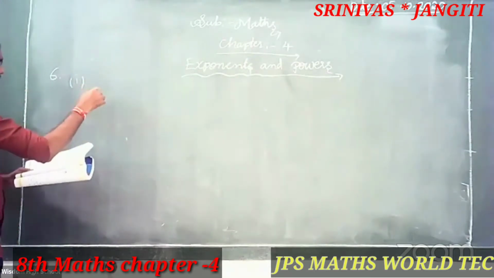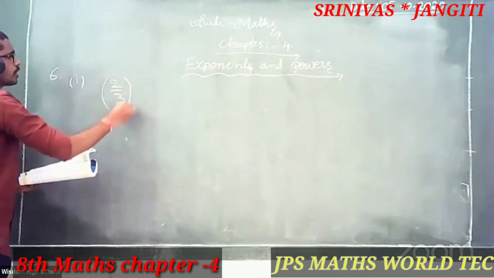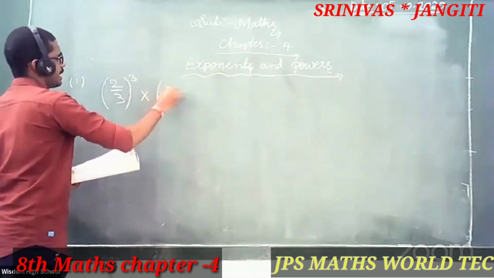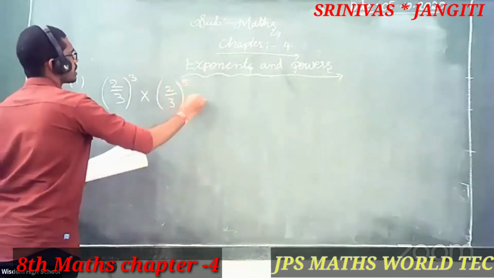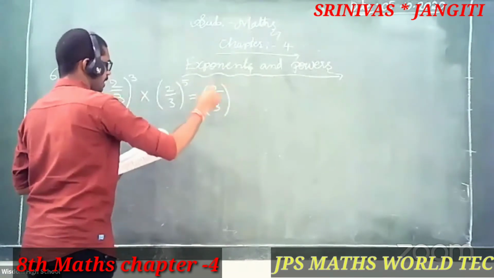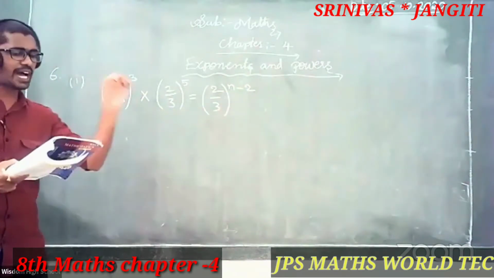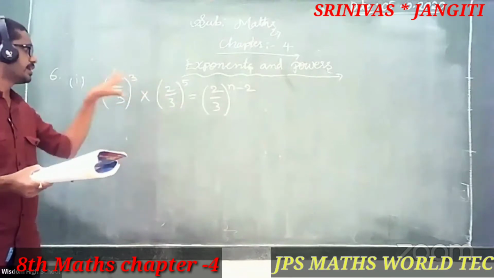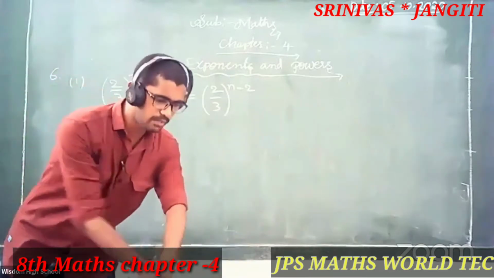The first problem, everybody observe: (2/3)^3 times (2/3)^5 is equal to (2/3)^(n minus 2). So what is the problem? Find the value of n in each of the following. Here you find the value of n. So simple this problem. Everybody observe.